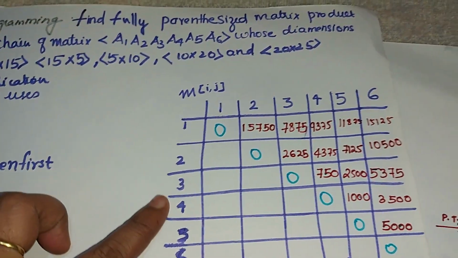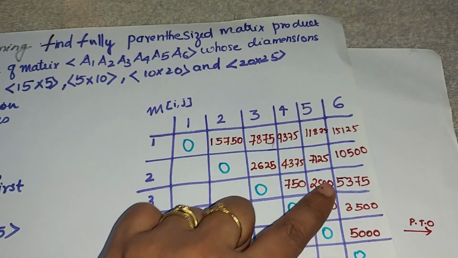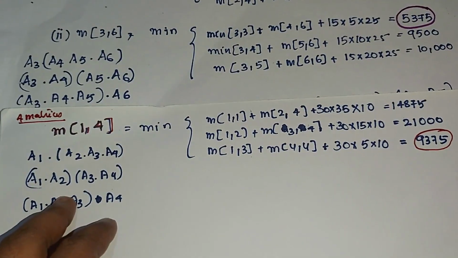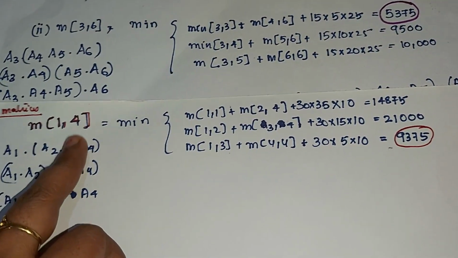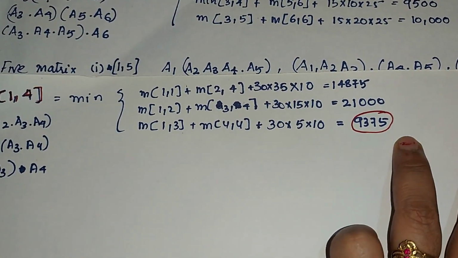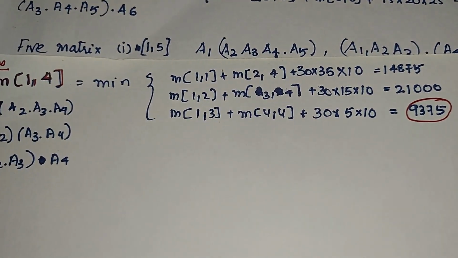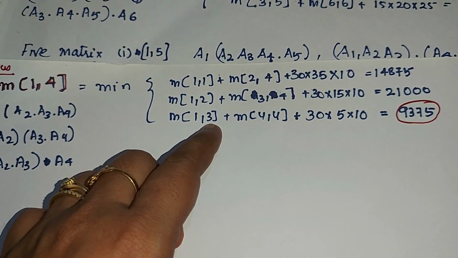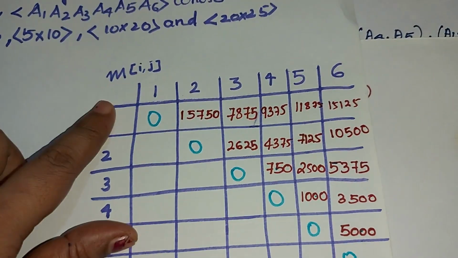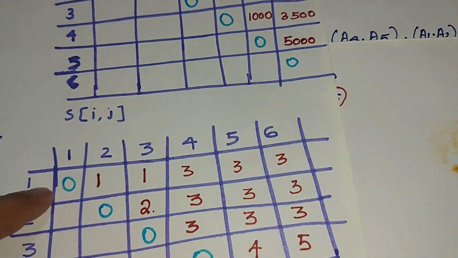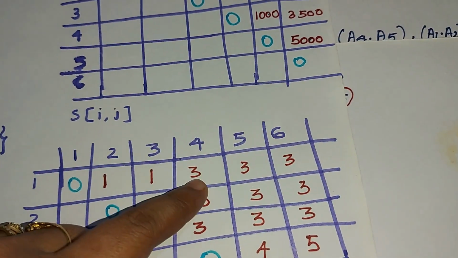So 3,6 is 5375, and the split has occurred from the third point. This one is M124. You'll get a minimum value 9375, and 14 has to be written inside the matrix. The split has occurred from the third matrix. So 1 2 4 is 9375, and the split has occurred from the third point.